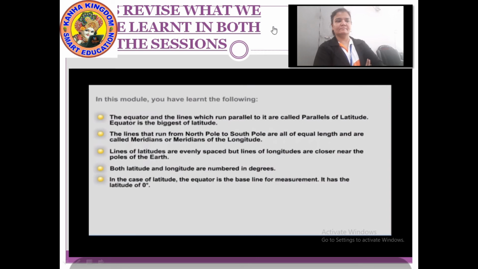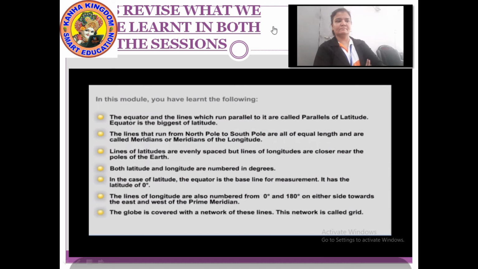In case of latitude, the equator is the baseline for measurement. It is the latitude of 0 degrees. The lines of longitude are also numbered from 0 degree to 180 degree on either side towards the east and west of the prime meridian. The globe is covered with a network of lines of latitude and longitude. This network is called grid.